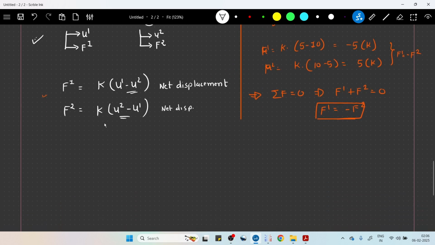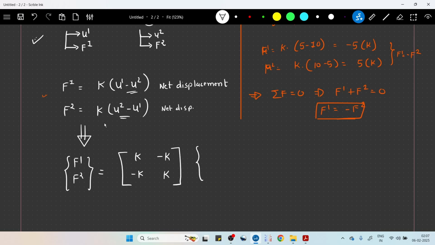So we can write these equations. F1 is equal to k times the net displacement at node 1. Similarly, the force at node 2 is equal to stiffness times the net displacement at node 2. Now let's write these equations in terms of a matrix. If I write in terms of a matrix, the vector f1 f2 is equal to the matrix [k, minus k; minus k, k] times the vector u1 u2.